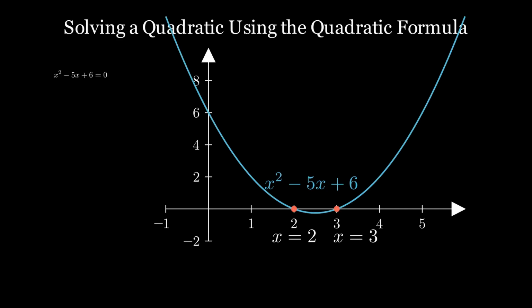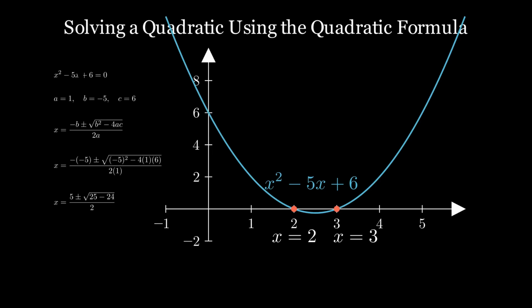Let's start with the equation x squared minus 5x plus 6 equals 0. Here, a is 1, b is negative 5, and c is 6. We apply the quadratic formula. Substitute the values of a, b, and c. Now simplify the expression. This gives us the square root of 1. So the two solutions are x equals 3 and x equals 2.